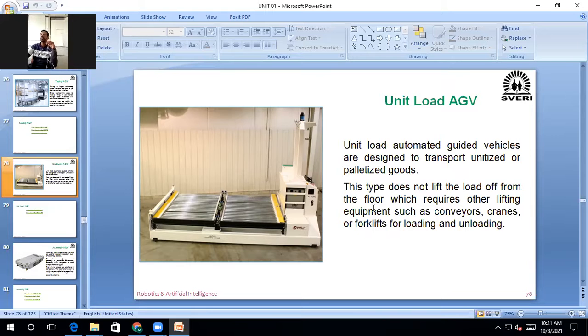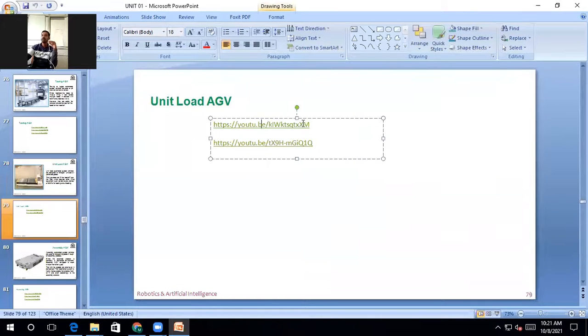This type does not lift the load off the floor, which requires other lifting equipment such as conveyor cranes or forklifts for loading and unloading. Now we will see how unit load AGVs actually work.